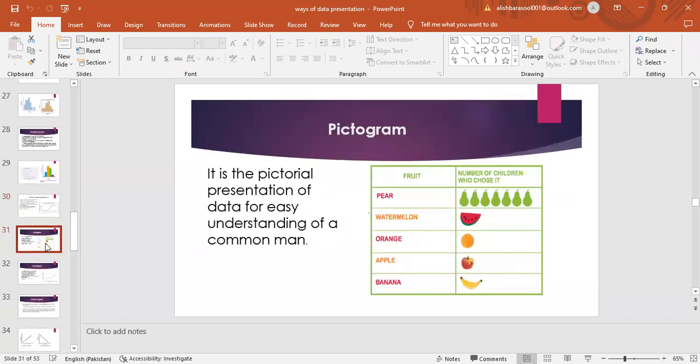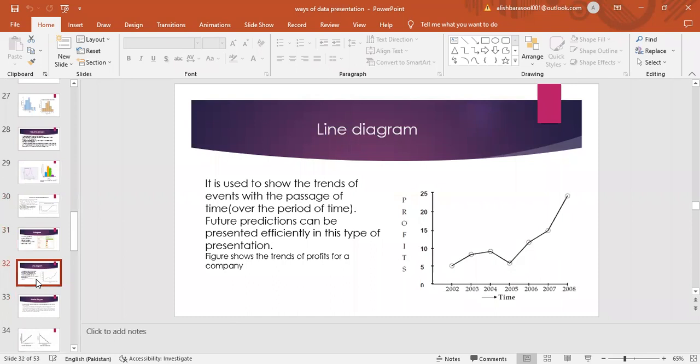Pictogram. It is the pictorial presentation of data for easy understanding of the common man. Line diagram. It is used to show the trends of events with the passage of time over a period of time. Future predictions can be presented efficiently in this type of presentation. The figure shows the trends of profits for a company. This is a line diagram.